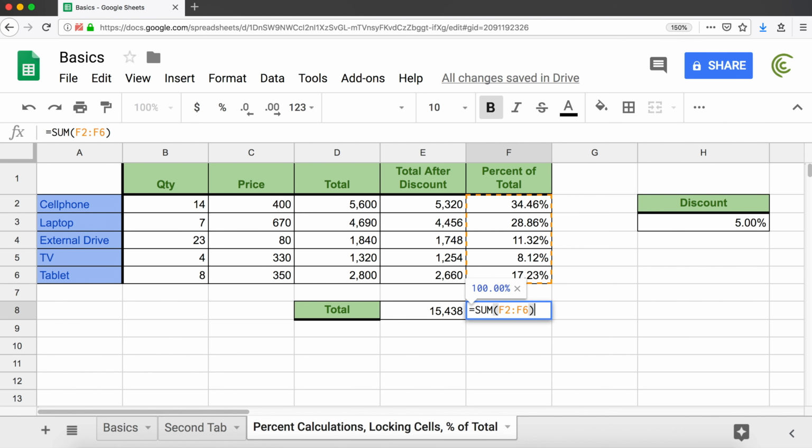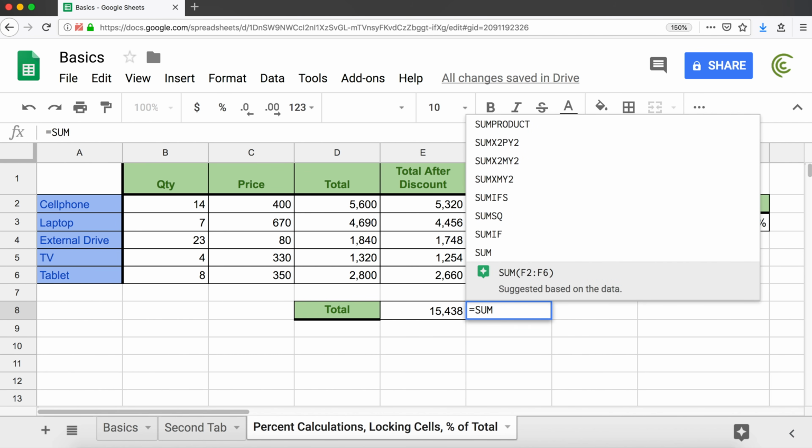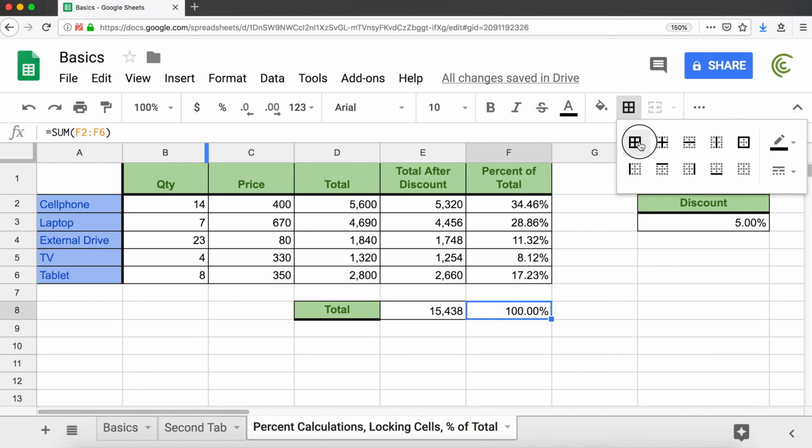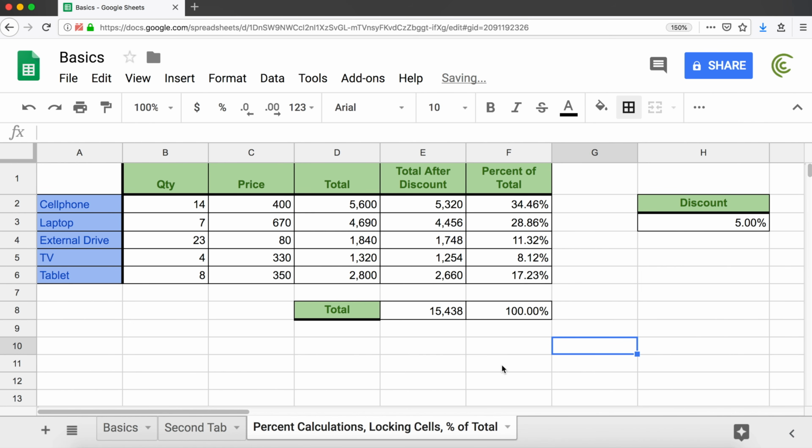And by the way, I did that by using the tab key. If I do equals sum, see, it's suggesting this. If I like it, I hit tab. That's perfect. I hit enter. That's 100%. Very nice. So I'm going to format this nicely. And that's a little bit more about cell referencing.